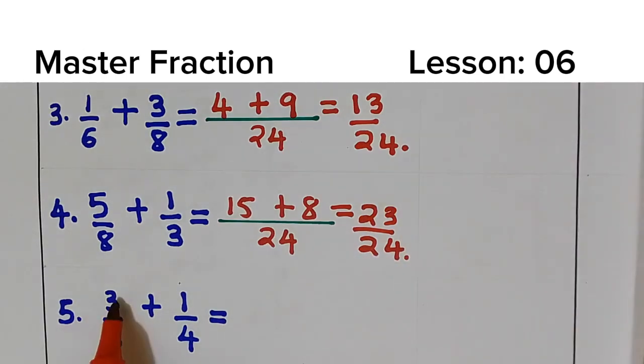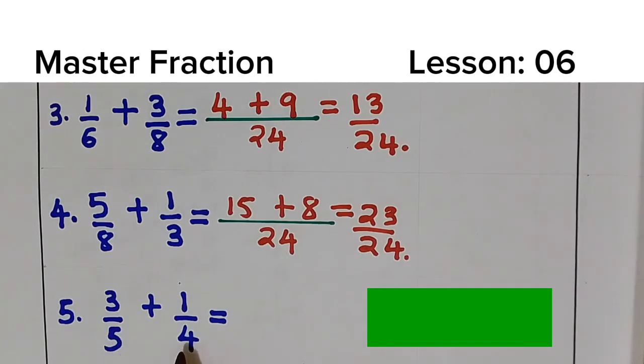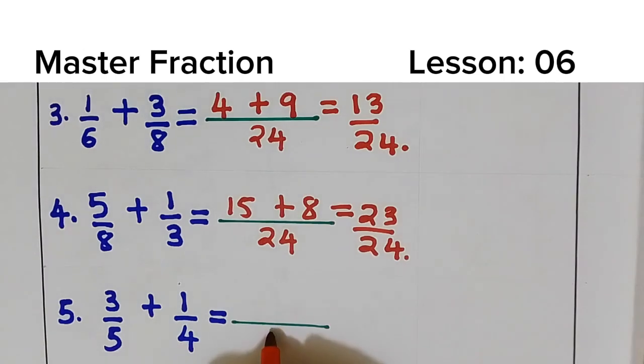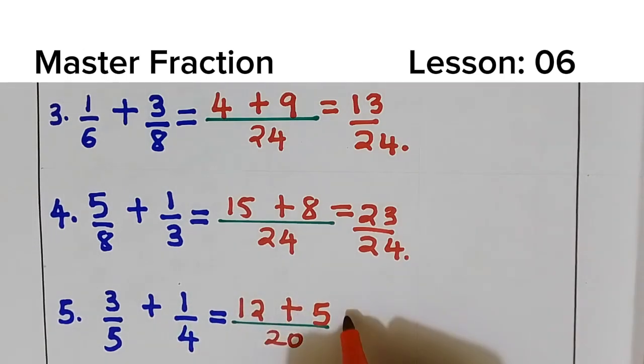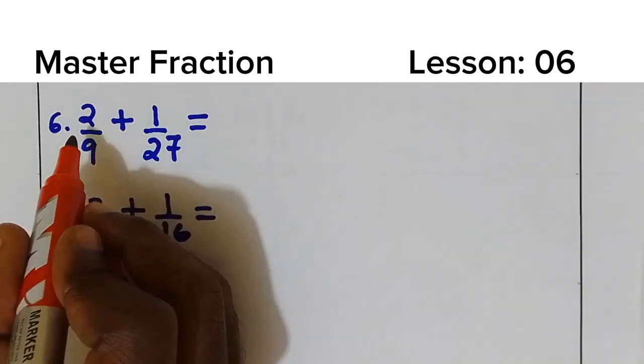We have 3 over 5 plus 1 over 4. We'll find the LCM of 5 and 4, which is going to be 20. LCM 20. 20 divided by 5 is 4. 4 times 3, we get 12. 20 divided by 4 is 5. 5 times 1, we get 5. 12 plus 5, we'll get 17 over 20. Let's do question number 6.